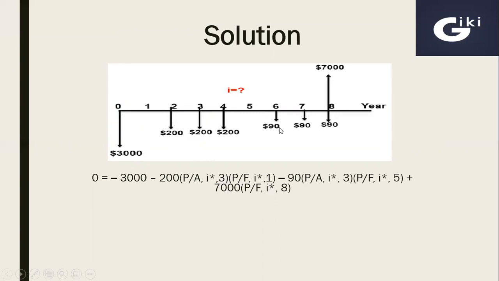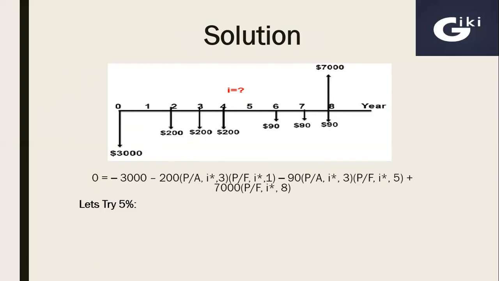Then we have an annual series of payment from 6 to 8 year. So $90 P over A factor for unknown rate of interest and 3 years. So this will give us the value of present worth at 5 years, and we need to convert it to time 0. So we'll use P over F factor for 5 years and unknown rate of interest. And again, 7,000 at the end of 8th year. So we need to get it back at time 0, and we'll use P over F factor for unknown rate of interest and 8 years. So this is our equation.